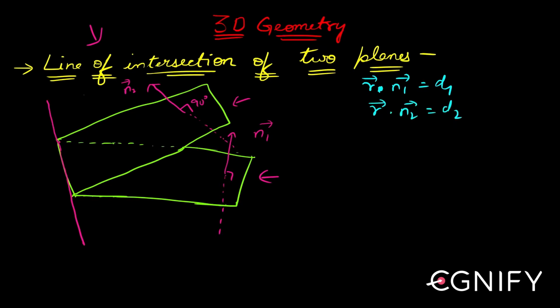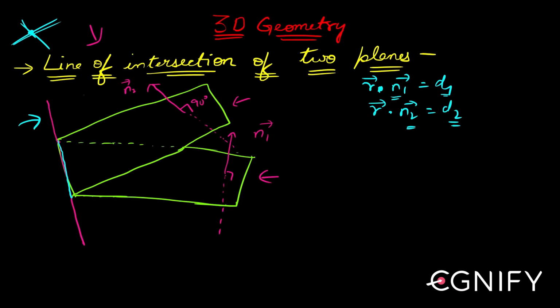Right? This is a dot product. So you have n1 and n2, you have d1 and d2, everything available with you. How do you get this line of intersection? These planes intersect along some line, right? Two lines intersect at a point. Two planes intersect along a line. Can I find this line?